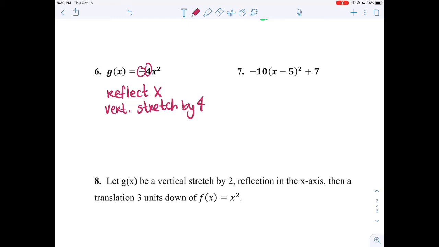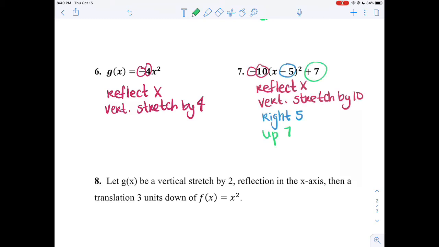All right, finally, number 7. This one's got a lot going on, but I think we've practiced enough of these that you can do this one on your own. So pause the video here, give it a try, and then come back and check your work. Let's see how you did.